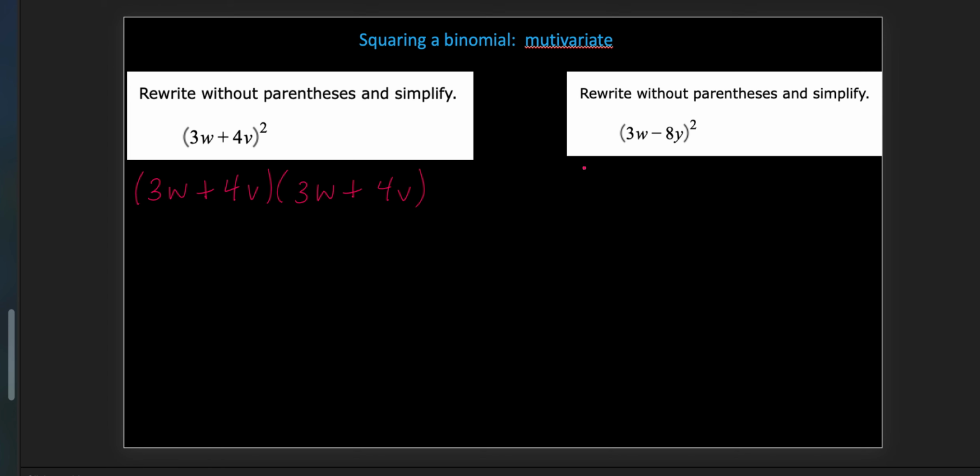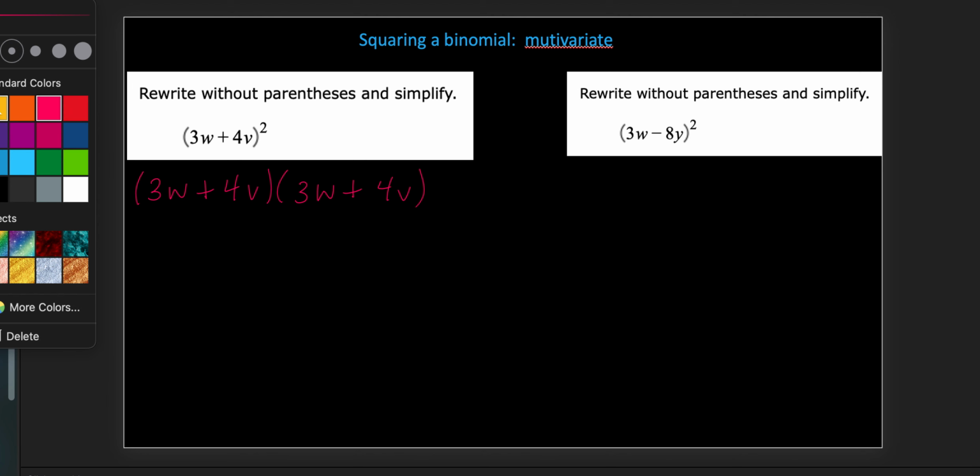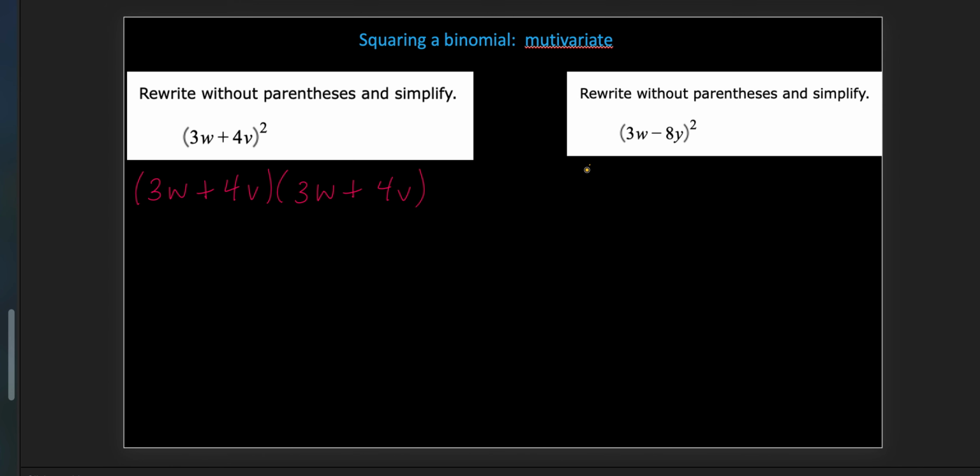See this one? This will be the same thing. 3w minus 8y times 3w minus 8y.